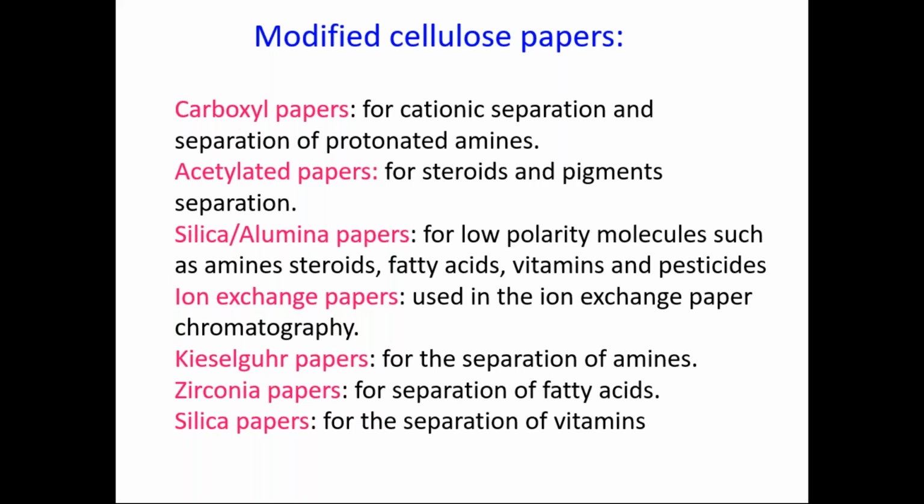You have silica and alumina papers for low polarity molecules. You have ion exchange papers, that means papers to which the ion exchange molecules are bound. You have Kieselguhr papers, zirconia papers, and you have the silica papers. So these are specialized or modified cellulose papers that are available for specialized types of paper chromatography.